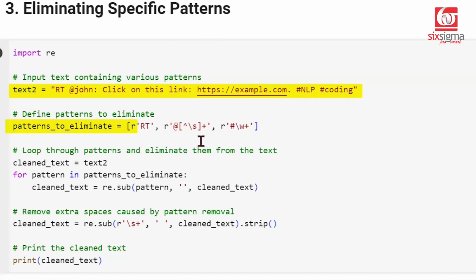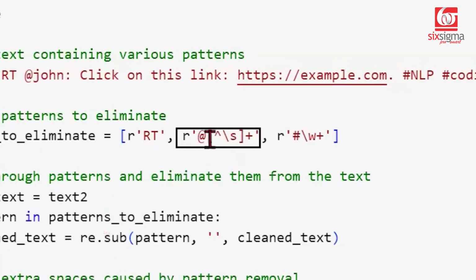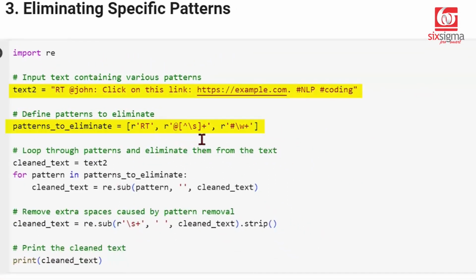So we are creating a list of the patterns that we want to get rid of. So we, of course, don't want this RT. We don't want anything that starts with an @ and is not a space. So this caret symbol inside these square brackets represents not.